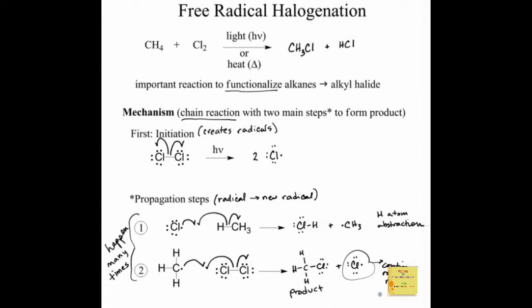We could describe the second step as a chlorine atom abstraction. So after our initiation step, all the steps of our free radical halogenation are propagation steps that are atom abstractions. Now, what else can happen in a radical reaction?